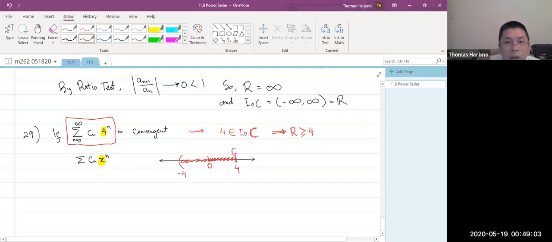Now everything here must be convergent. So when x is between -4 and 4, it is guaranteed convergent.